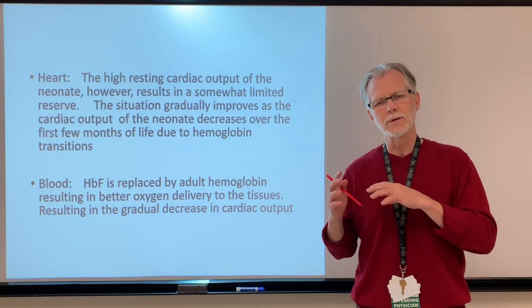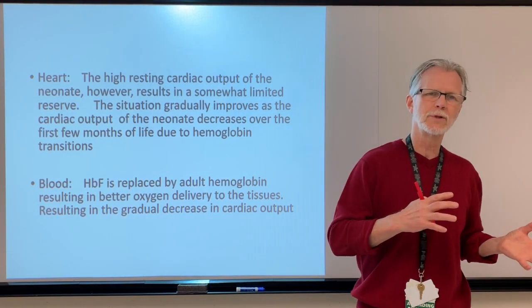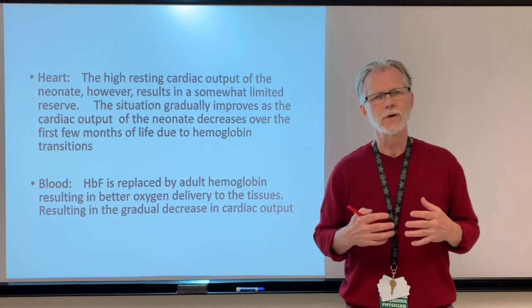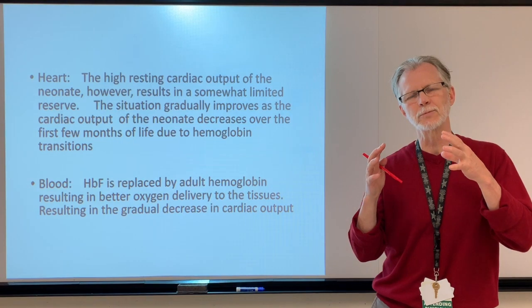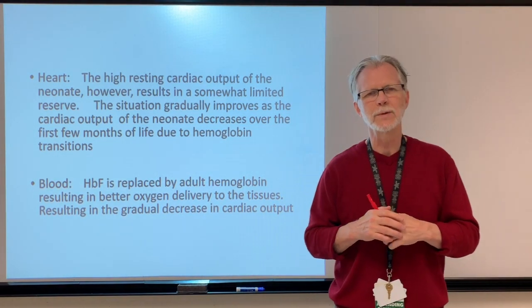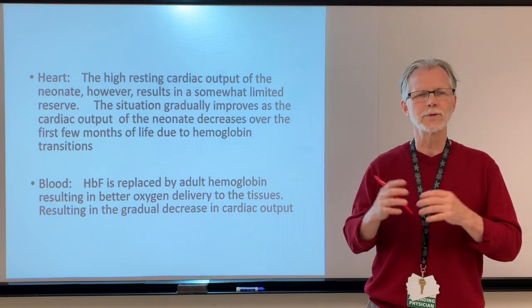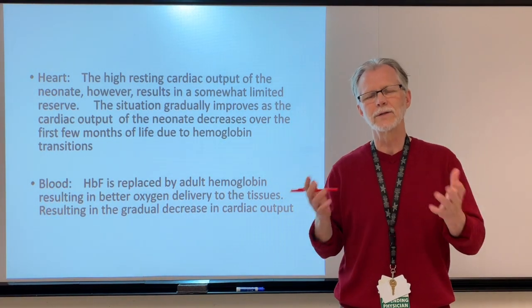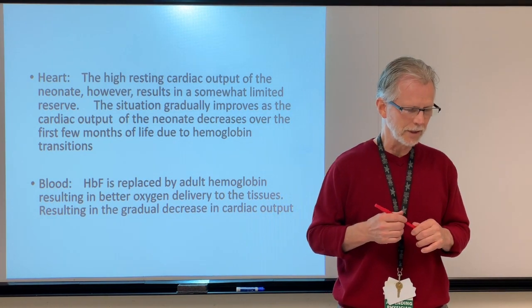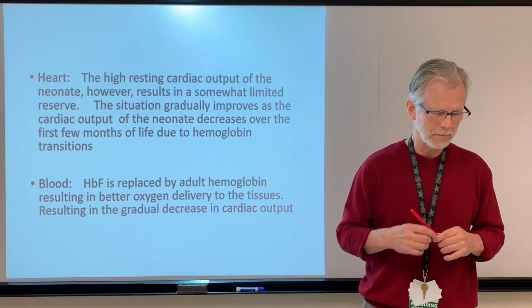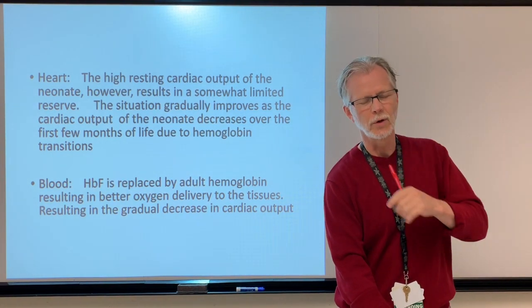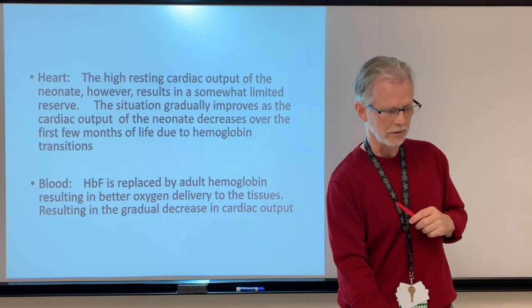As the switch from fetal hemoglobin to adult hemoglobin occurs, there's less of a strain on the heart to produce that high cardiac output, to deliver that oxygen per gram of tissue, because the adult hemoglobin, of course, can carry and deliver more oxygen more efficiently, the hemoglobin A. That allows the heart to drop its cardiac output over a period of time in that neonatal life.